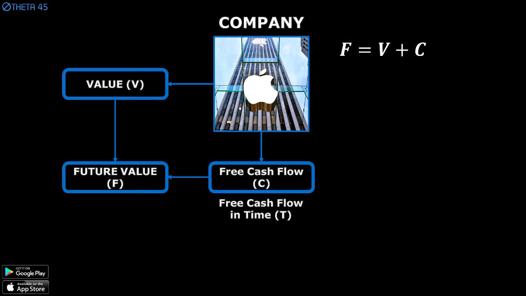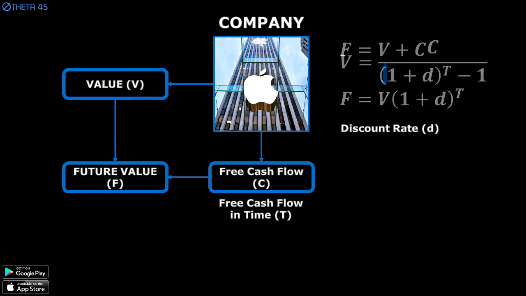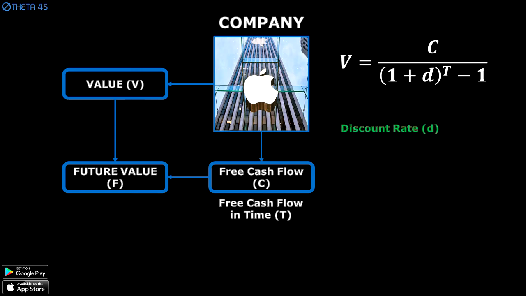If you pay $V to purchase this company, by the end of your investment horizon, in T years, the future value of your investment, F, will equal $V plus the free cash flow, C. We can also say that in T years, the value of your investment, V, grew at a discount rate, D. By substituting one equation into the other, we can solve for V and place a value on the company today. The only unknown variable now is the discount rate, D.